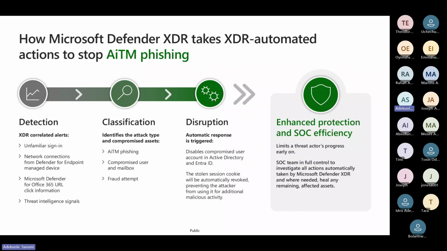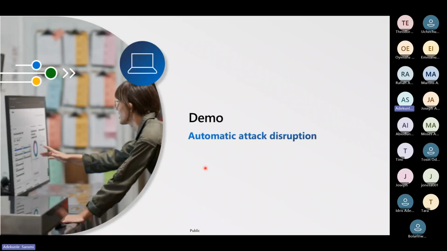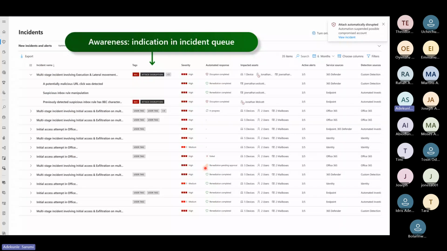Then once it sees all this, it disrupts it. It disables the compromised user. The stolen session cookie will be automatically revoked. So on that browser, it automatically revokes it and prevents the attacker from using it for additional malicious activity. So very quickly, let's just see this short demo of an automatic attack disruption. So this is the incidents page. This is the one I said I can't promise that we may see when we get to the admin center. But this is what your incident page will look like.